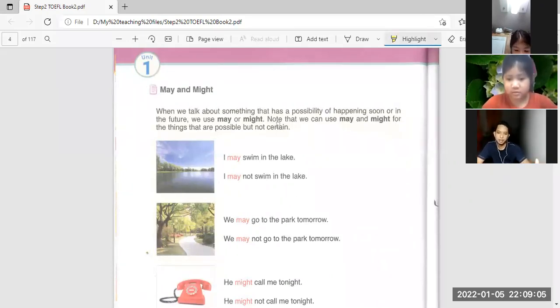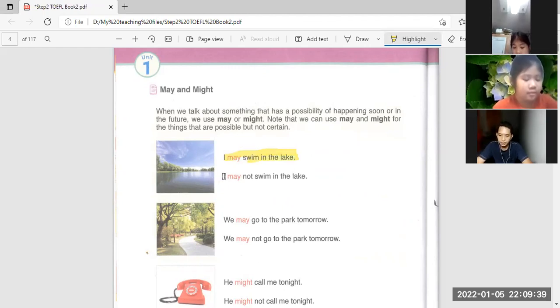Okay, may and might. So when we talk about something that has possibility of happening soon or in the future, we use may or might. Note that we can use may and might for the things that are possible but not certain. For example, I may swim in the lake. It means you are possibly swimming in the lake. Can you read that? I may swim in the lake.